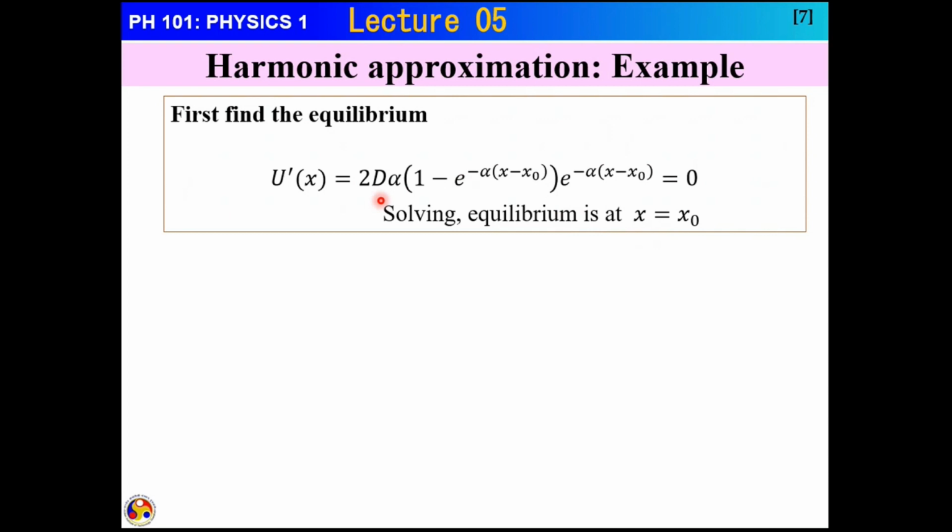So I am doing the simple derivative here, and then I have to find for what value of x this term should be 0. And this is when x is equal to x naught: this becomes 0, this becomes 1, and 1 minus 1 is 0.